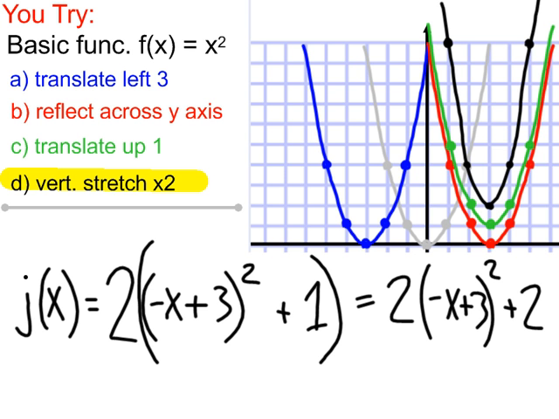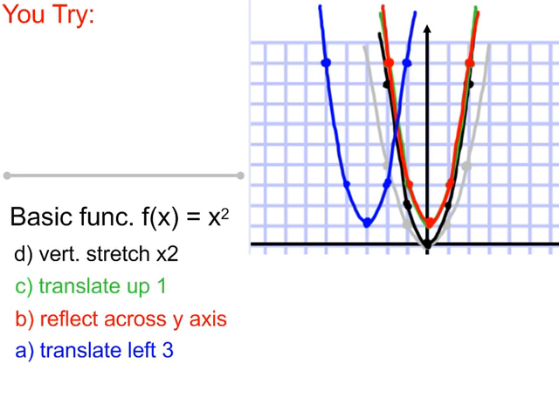And avoid the temptation to take this 2, avoid the temptation to move it inside the parentheses. Notice the parentheses are being squared, whereas the 2 is not being squared. So you do not want to move the 2 inside the parentheses. Okay, that should be your final answer for that one.